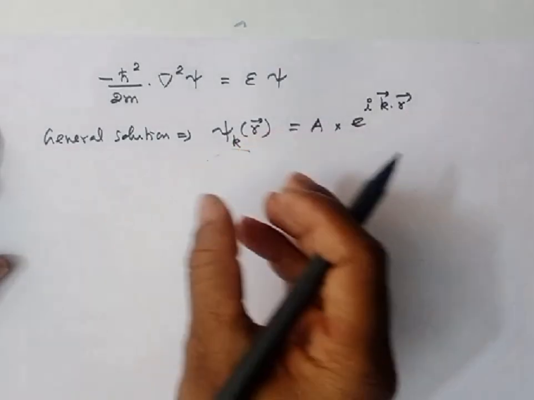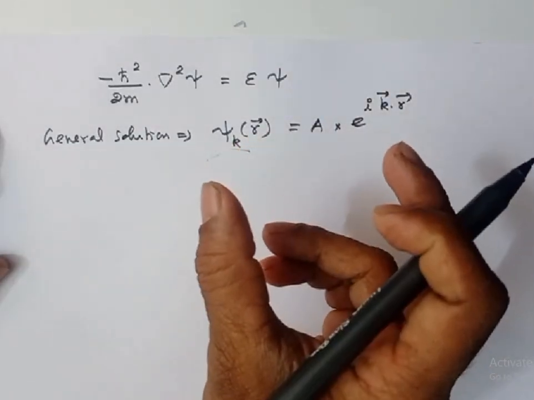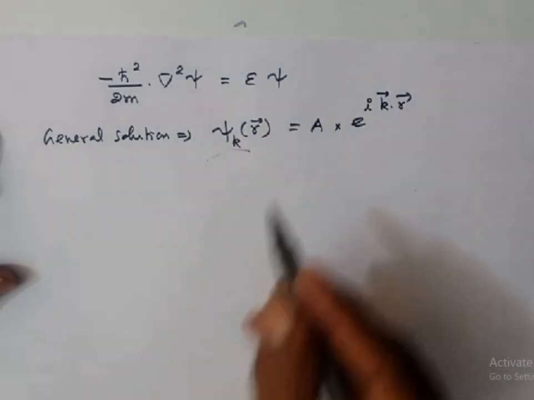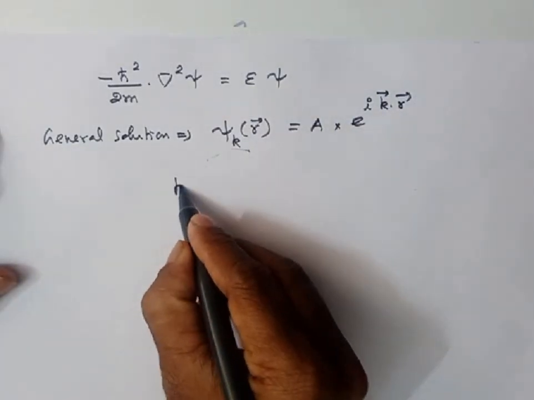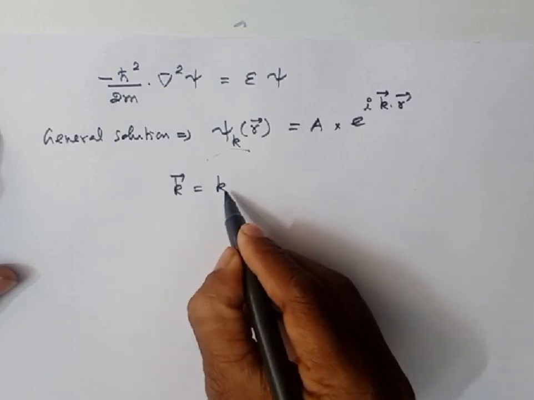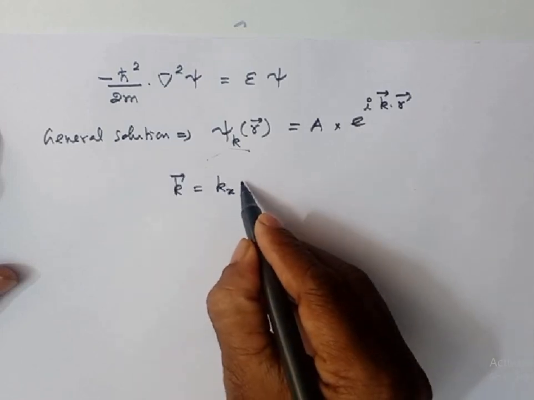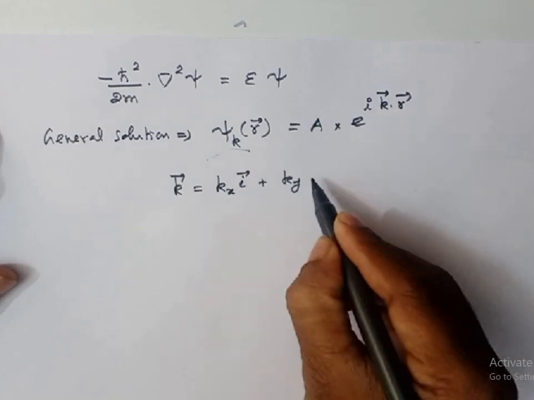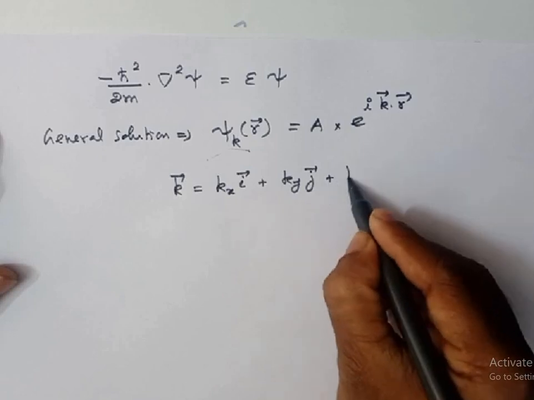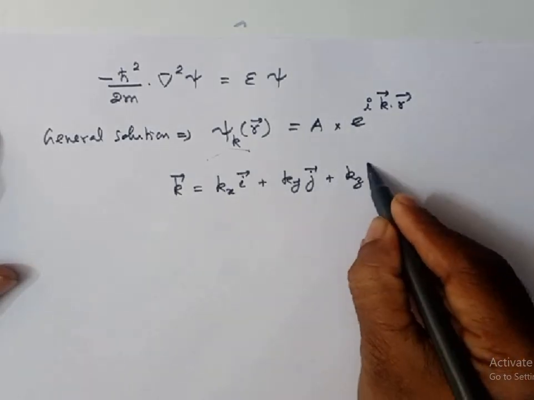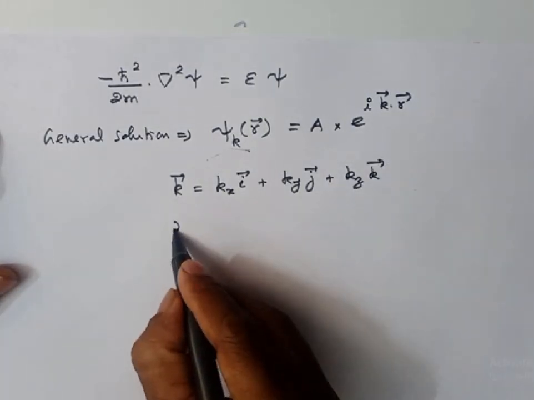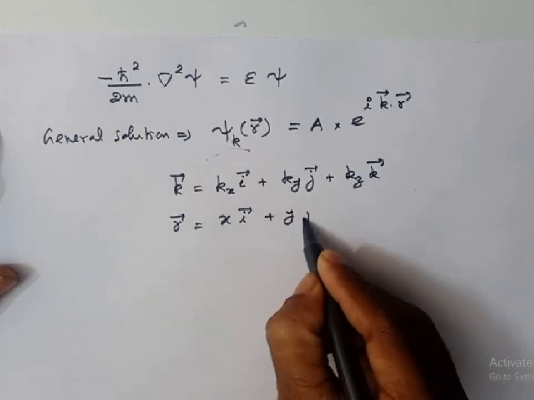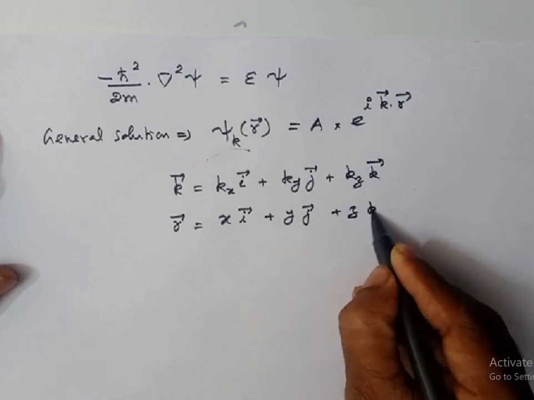For an electron moving in a metal of volume V. Clear? Now, what is k here and r here? K vector is nothing but x component of k into i vector plus y component of k into j vector plus z component of k into k vector. Similarly, r is the position vector, which is nothing but x into i vector plus y into j plus z into k.